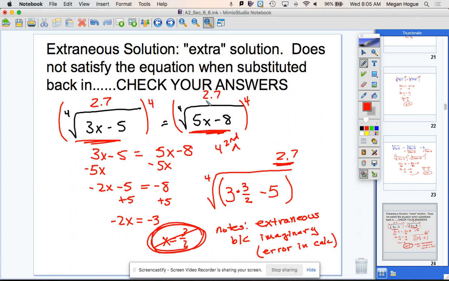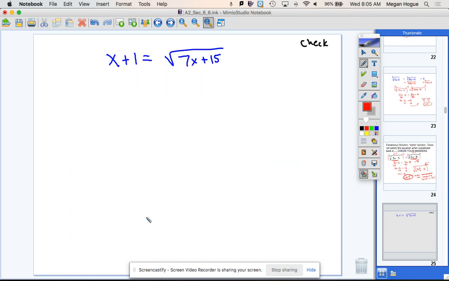So let's try another problem. I know. So much work I give you. This is another one we're gonna have to check. This one I've got x plus 1 equals the square root of 7x plus 15. So this one has some stuff outside the radical and some stuff inside the radical. Well, the radical's by itself on one side. So what do you think I do to get rid of the radical?